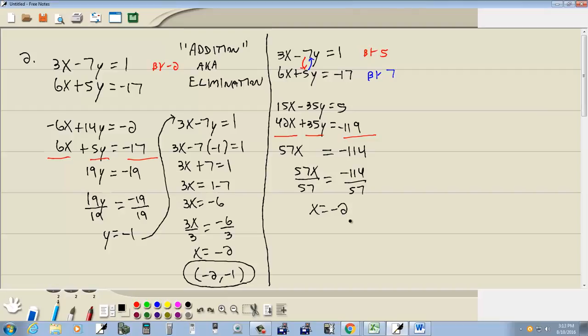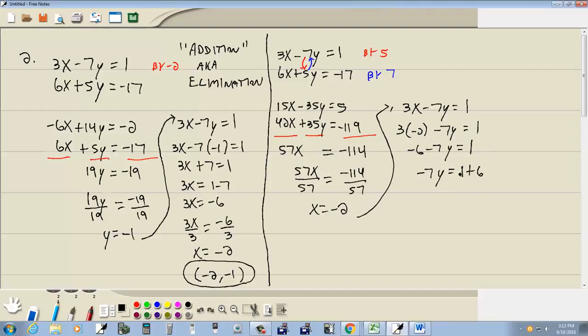And we get x is equal to negative 2. We then plug that back into one of our equations, doesn't matter which one. I'll plug into the first one. So we said x is negative 2, so we got 3 times negative 2 minus 7y is equal to 1. 3 times negative 2 is negative 6, minus 7y is equal to 1. Take negative 6 to the right side, and we got 1 plus 6, so we got negative 7y is equal to 7. Divide both sides by negative 7. And we get y is equal to negative 1. So our answer would be negative 2, negative 1.